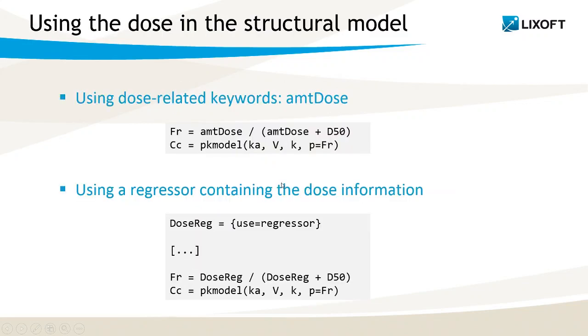Now I need to define Fr, and as you can see, I need the dose information for that. There are two ways to get this information in the structural model, either via a dose-related keyword, so I can use this AMT dose keyword in the model. It holds the value of the amount of the last dose, and then I just write it like this. And the second option is to use a regressor that contains the dose information. So I would first have to implement the regressor in the dataset, declare it as a regressor, and then use it in the formula. So let's check the first method first.